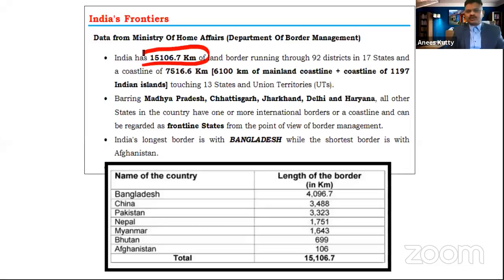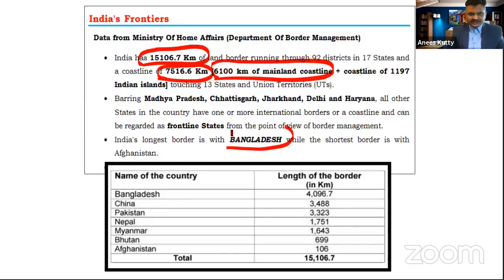This is a 15,110 kilometers international border. If you consider the whole coast border, it is 7,516 kilometers. If you consider only the coastal border, it is 6,100 kilometers. And which country has the maximum international border that India shares? Your answer will be Bangladesh.